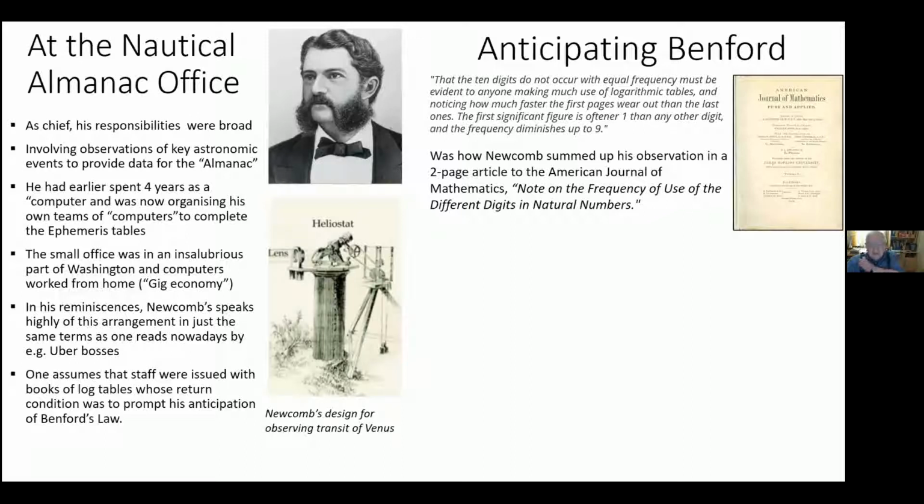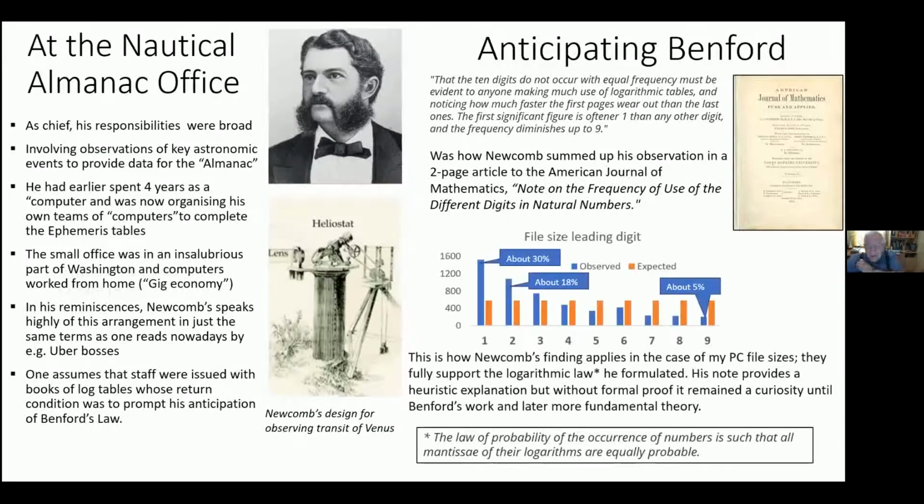So he anticipated Benford by observing that when the computers returned their log tables, how much more worn the pages were which were dealing with low number leading digits. They were looking up numbers starting with 1 in the log tables much more often than they were looking up other numbers. And this led him to formulate an observation about the occurrence of numbers proportional to their position in log terms.